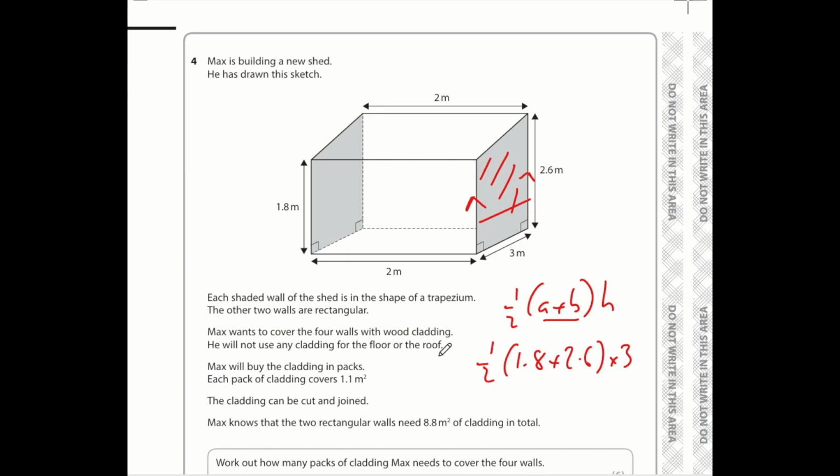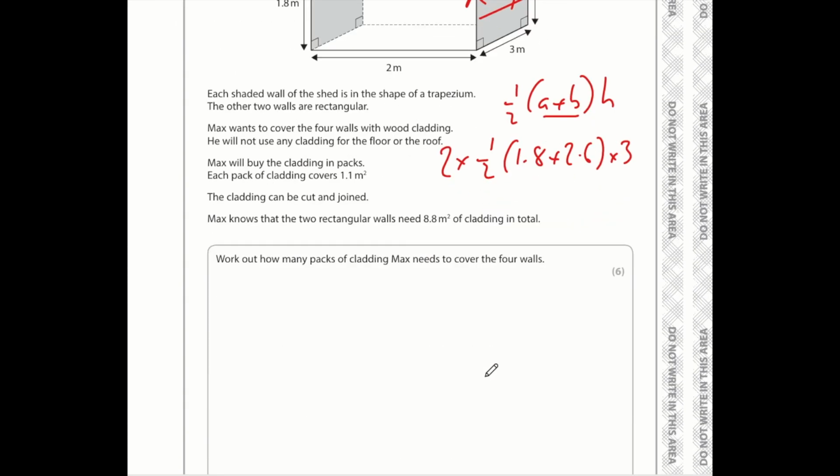Now what we want is 2 lots of a half of the rest of this calculation, because we want to calculate this side as well. And of course 2 times a half is the same as 1. So we can just simplify the equation, the 2 and the half cancel each other out. So the calculation is 1.8 plus 2.6 multiplied by 3.